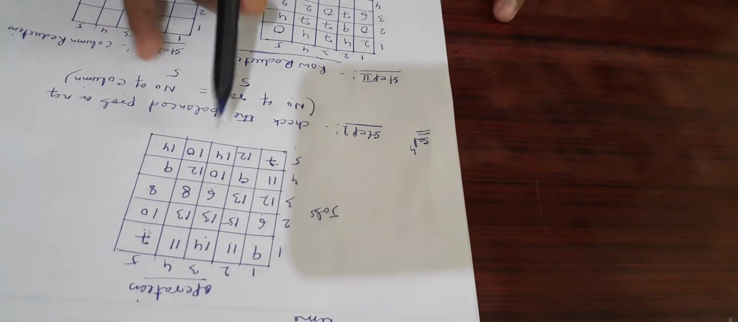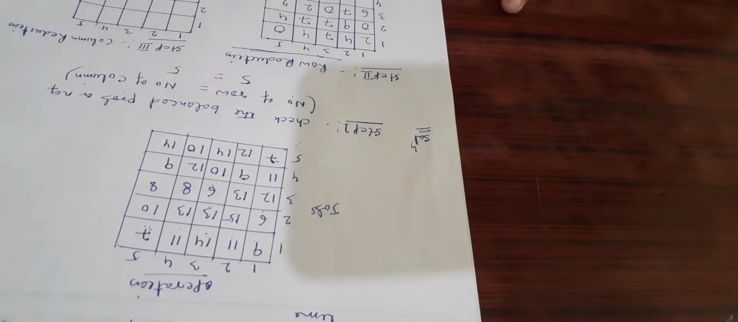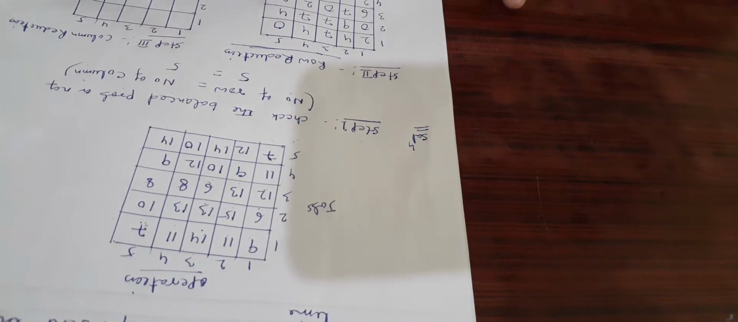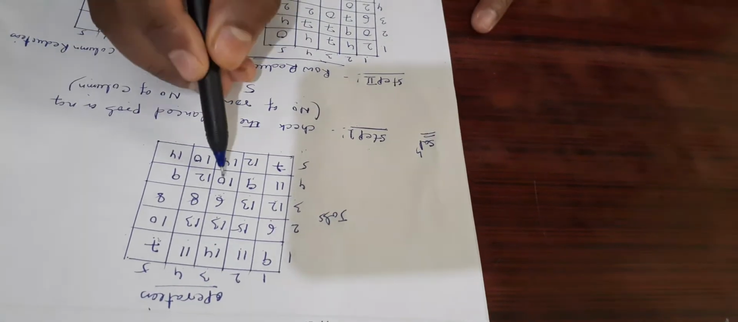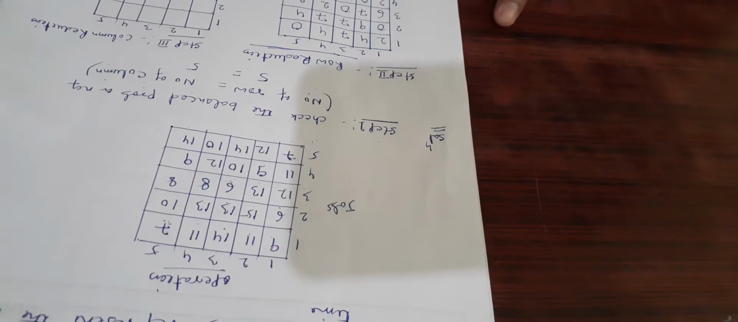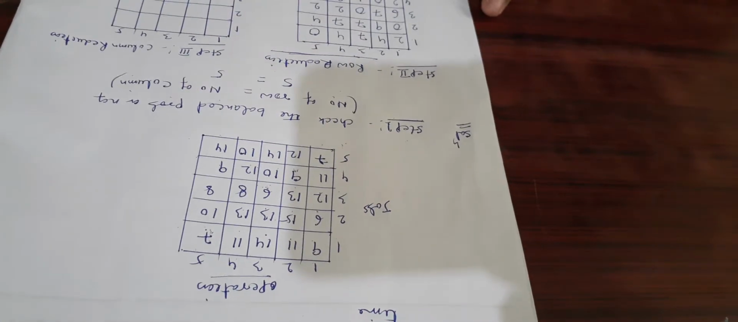Now the fourth row, the least value is 9. So 11 minus 9 is 2. 9 minus 9 is 0. 9 minus 9 is 0. And next, 10 minus 9 is 1. Here also 12 minus 9 is 3. And 9 minus 9 is 0.